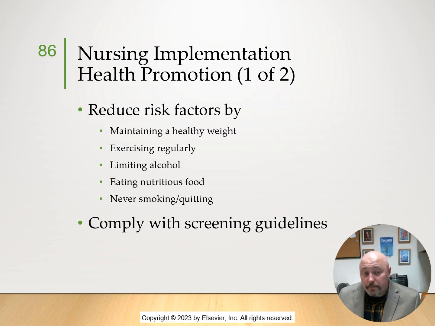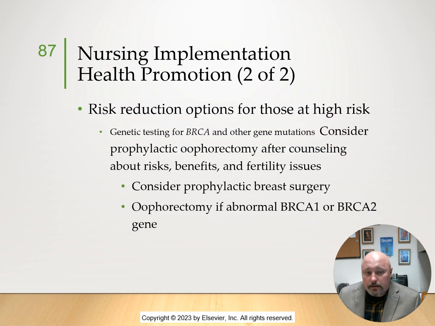Prevention is always the best treatment, and we can reduce many of the risk factors for breast cancer by maintaining a healthy weight, exercising regularly, limiting alcohol, eating nutritious food, and stopping smoking. These risk reduction options will be especially important, such as for patients that are positive for the BRCA gene and other mutations. They may even consider prophylactic oophorectomy after counseling about the risks, benefits, and any potential fertility issues.